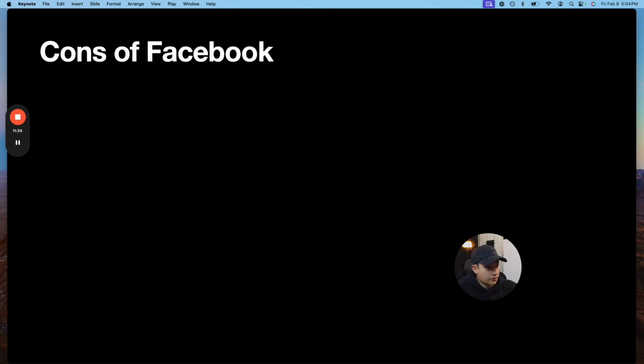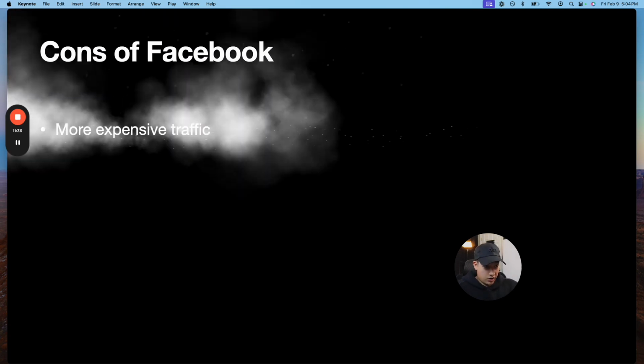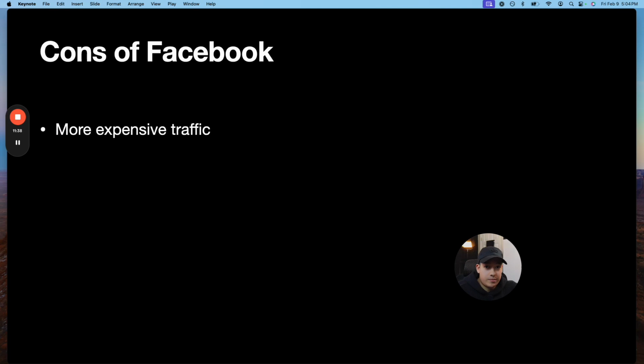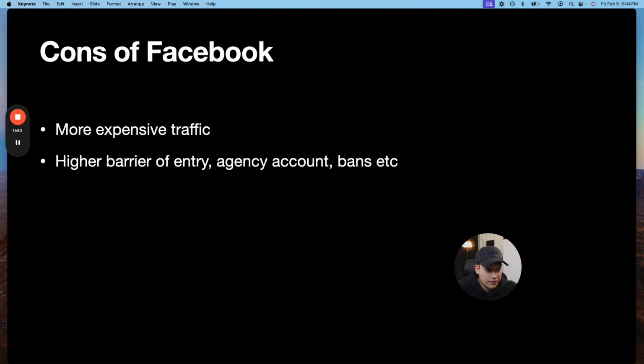Okay, so cons of Facebook. Yes, it is more expensive. You're going to have more expensive traffic. It doesn't really matter too much. It's just how it is. It's just higher CPMs, a little bit higher CPCs, but very minimal stuff.